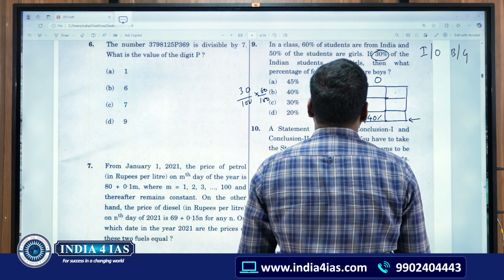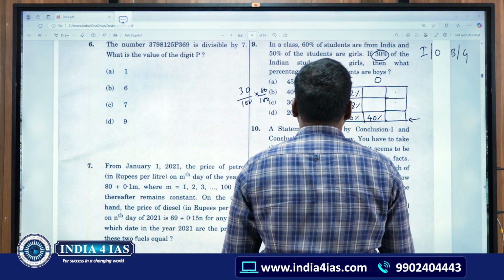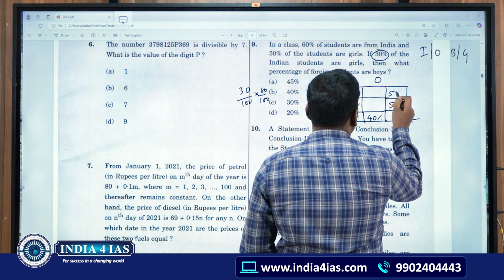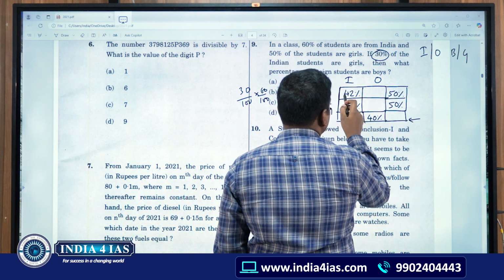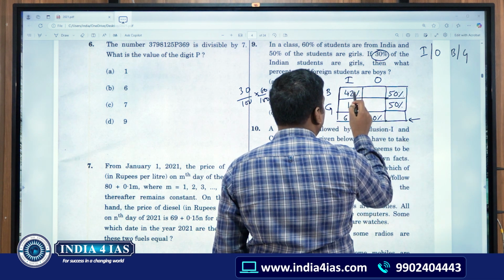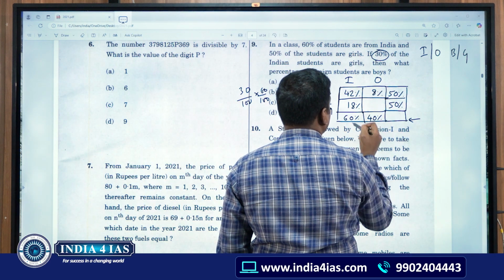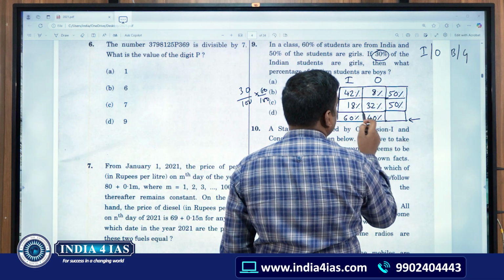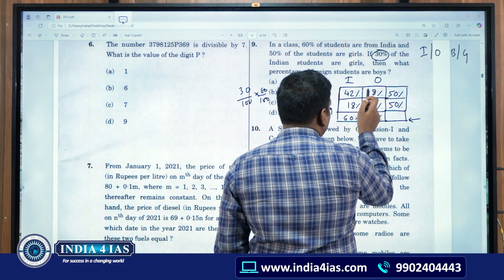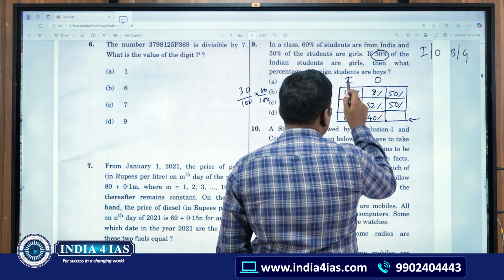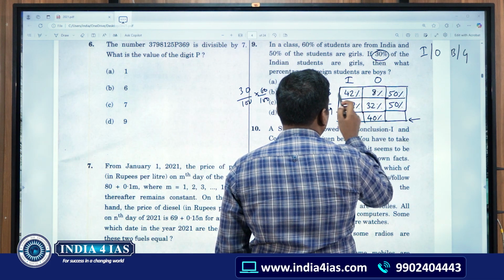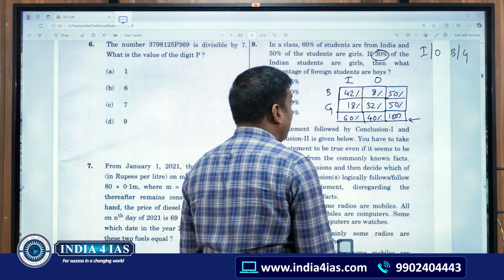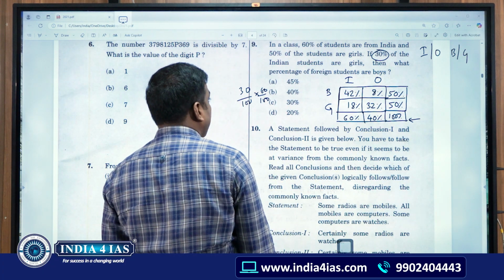In a class 60% of the students are from India, 50% of the students are girls. So total girls are 50% here, then boys are also 50%. But 42% is boys from India and outsiders are 8%. So if you look at this 40%, then 32% is girls. So Indian girls 18%, outside girls 32%, Indian boys 42% and outsider boys 8%. So totally it will be equal to 100%. This is the table that we have. Now we can get any answer here.